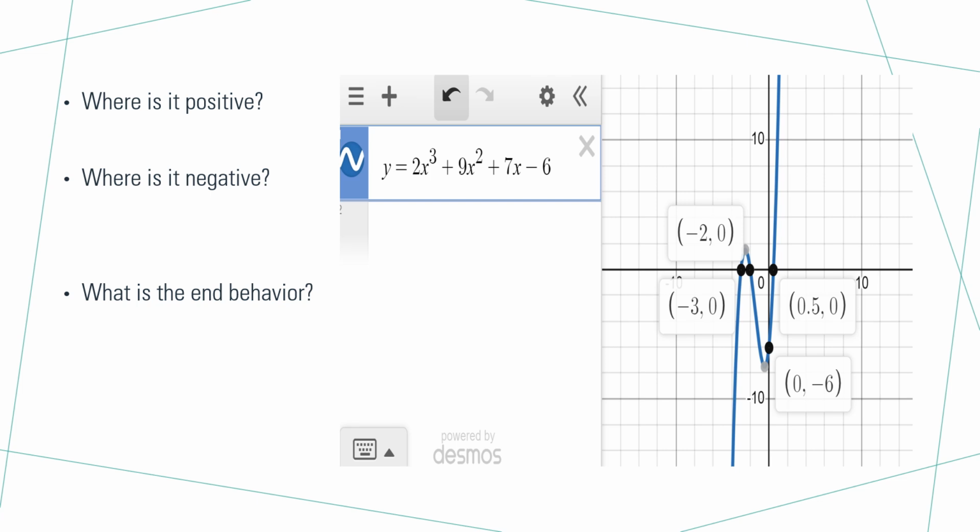Okay, where is it positive? Well, positive is above the x-axis. So it is positive right here in between those 2 points, and then it is positive over there. And so if we were going to write that out, we would say it is positive between -3 and -2, and then it is positive again from 0.5 to infinity.